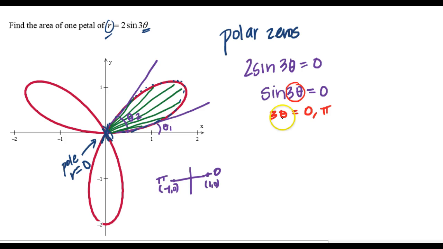So now, if I want to solve for theta, I need to divide both sides, or both answers, by 3 because this is like two equations in one. So theta has to equal, well, 0 divided by 3 is 0, and then pi over 3.